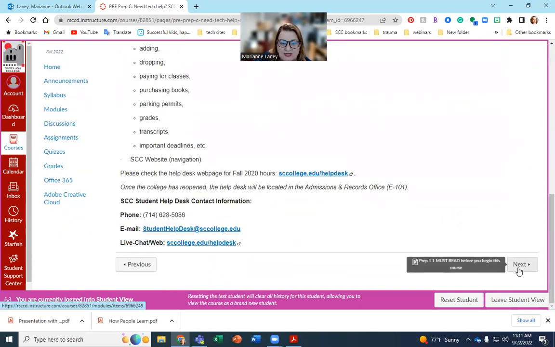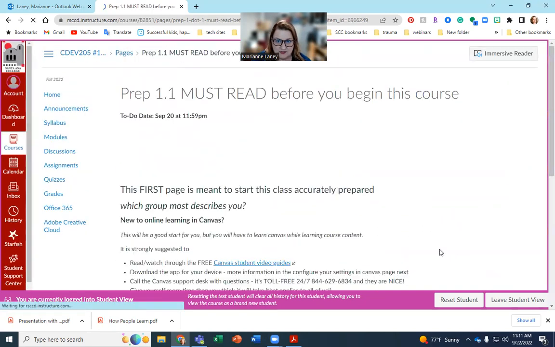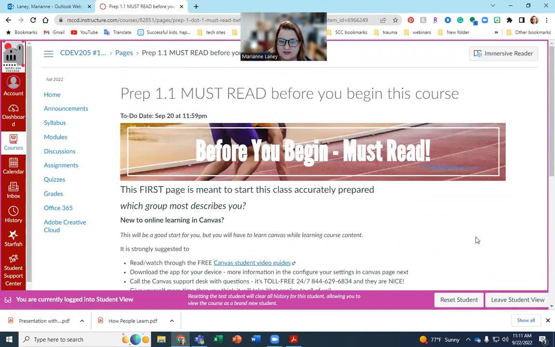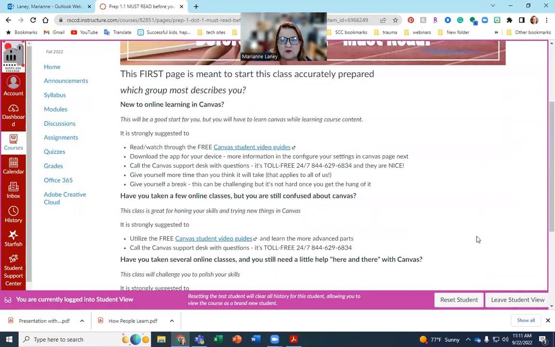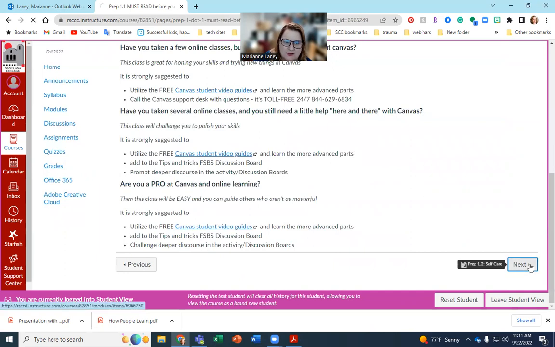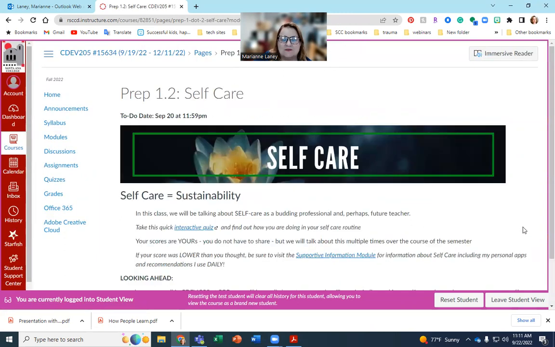But again, you can start with help desk. You can start with the help on the side there. We're all here to help you. Before you read this course, this is again, like, how are you with Canvas? And self-care. This is huge. Self-care is sustainability. If you are not taking care of yourself, you're not going to make it.